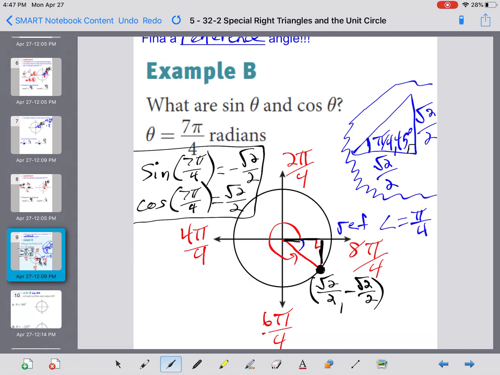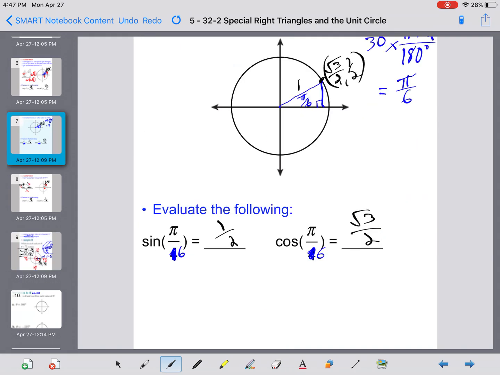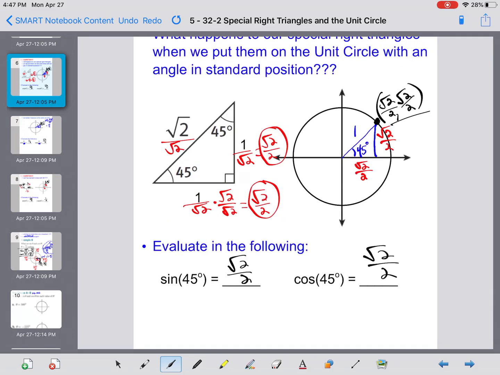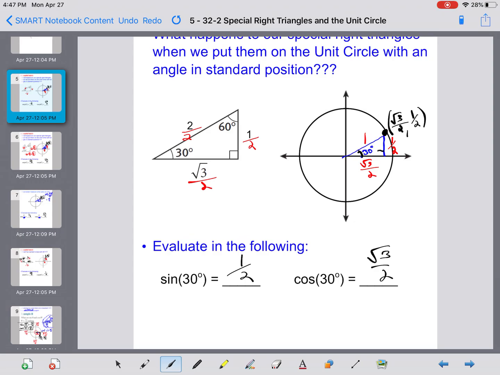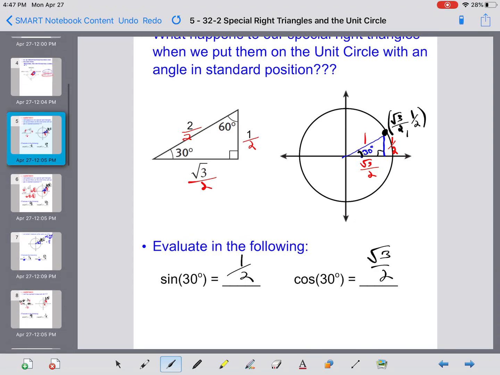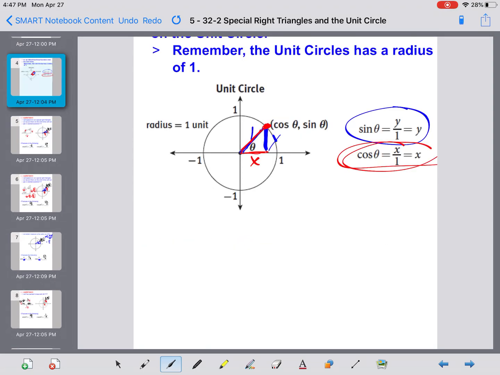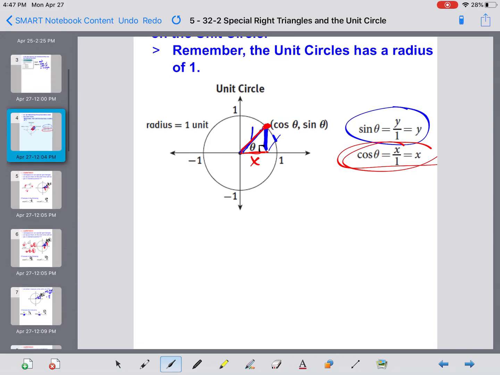Remember, these are all right triangles. I might have forgotten to put a right triangle mark on a few of these. Let's go back and check. Maybe a little right triangle there. Right triangle there as well, just to be precise. A little right triangle there as well. So these are all right triangles, okay?